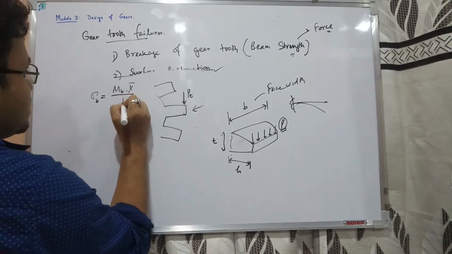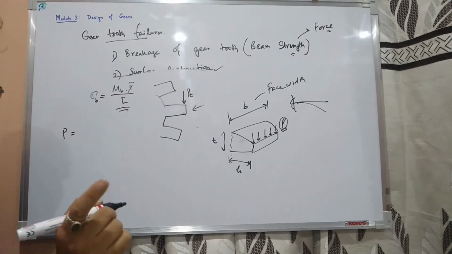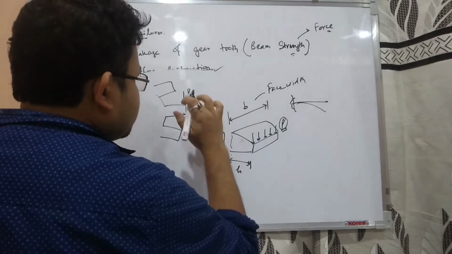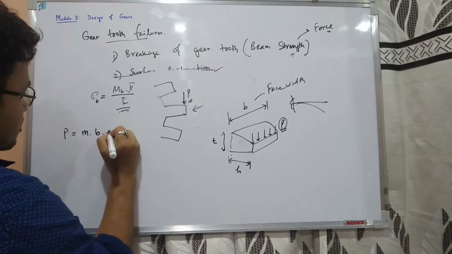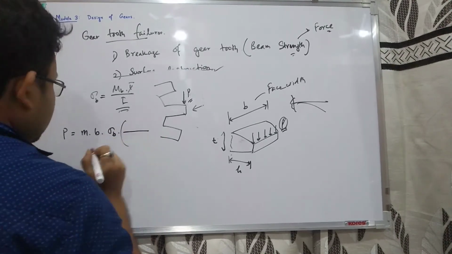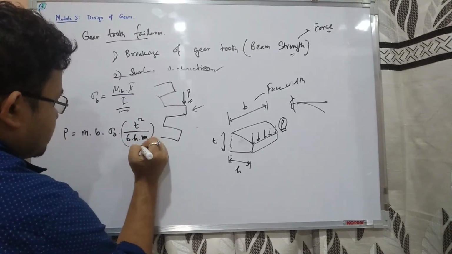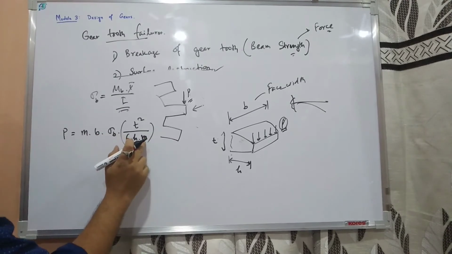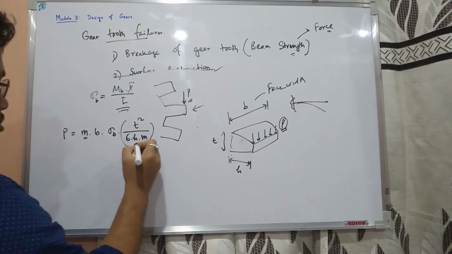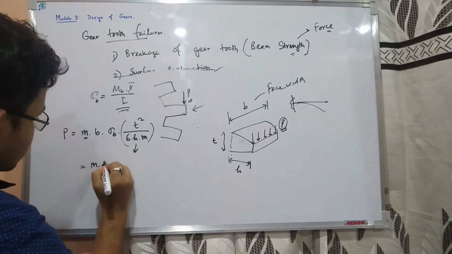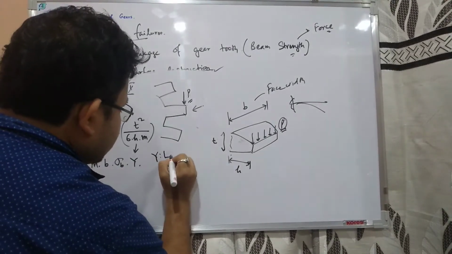So the formula is Mb into y bar by I. Using this formula, there is a derivation, you can have a look at your book. If we just take this as P, not PT, any force P, then P can be given as m b sigma b into t square by 6 h. m has been multiplied here also, so that they get cancelled out. So m is the module here. This term here is actually written as capital Y, and it is known as the Lewis form factor.